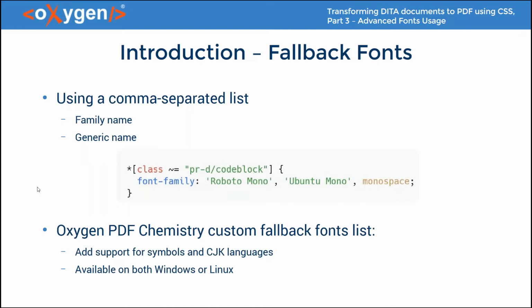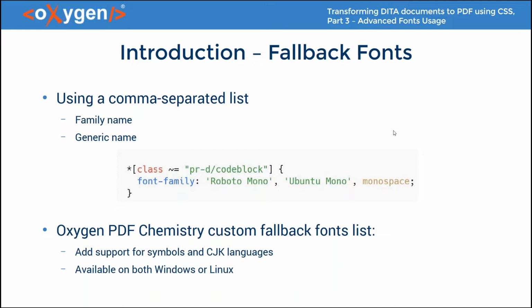You can also make your font declaration using fallback fonts. To declare fallback fonts, you just need to declare a comma-separated list as the value of the font-family property. The list can contain both a family name or a generic name. As in the example below, I use two named families and the generic monospace family name.